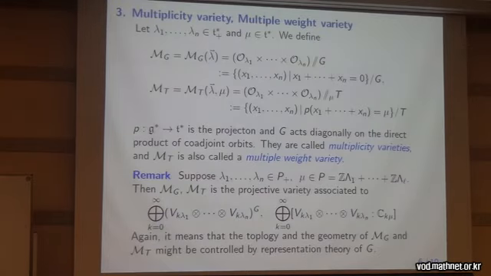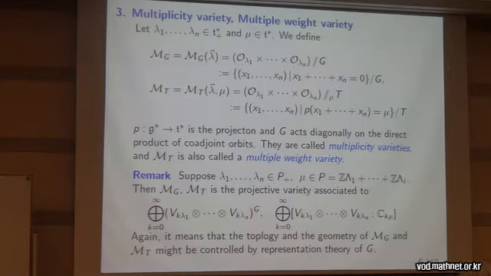Okay, so let me introduce the notion of multiplicity variety and multiple weight variety. Let lambda 1, lambda 2, and lambda n be in the Weyl chamber and mu be in T star. The space Mg of lambda is the quotient by G of the subset in the direct product of coadjoint orbits defined by this equation: the sum of xi's is 0. Okay, this is the definition of Mg.